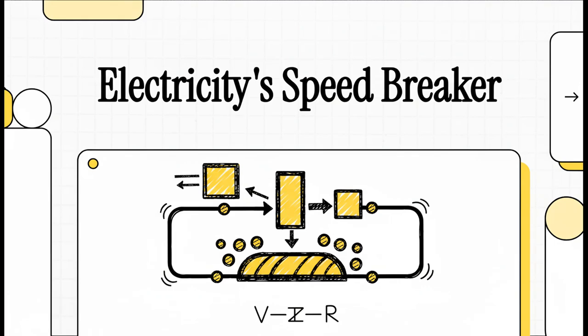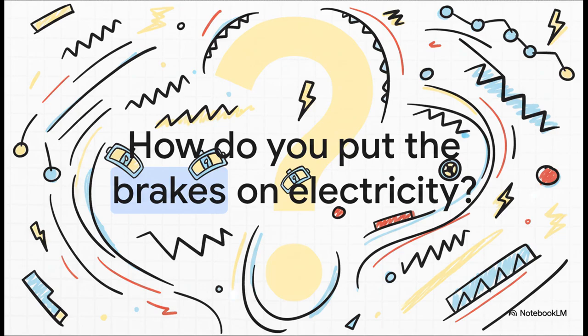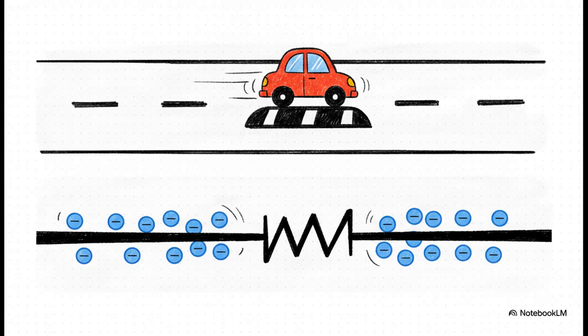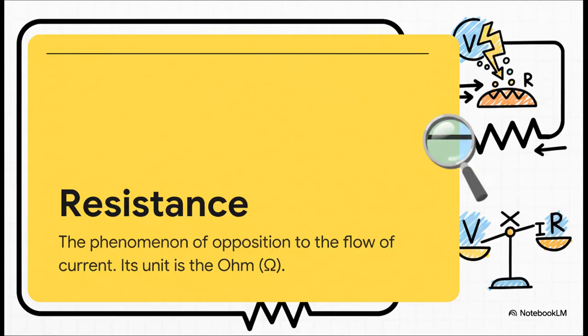Ever wondered what puts the brakes on electricity? Let's talk about resistance. So how do you actually control all that power? Turns out the answer is pretty simple. It's kind of like a speed breaker on a road, but for electrical current. Simply put, resistance is just the opposition to the flow of that current.